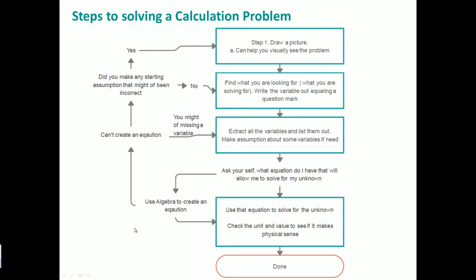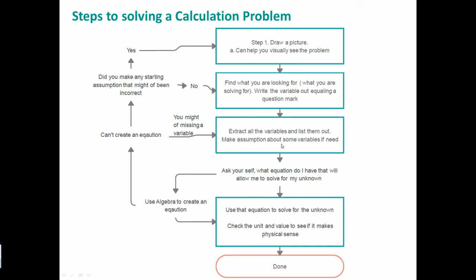This is the flow chart on how to solve a calculation problem in physics. Step 1 is to always draw a picture that helps you visualize the problem. Then after that, find what you're looking for. Look for the quantity that you're looking for and put a question mark there. Next, extract all the variables, that is the variable and equation list.